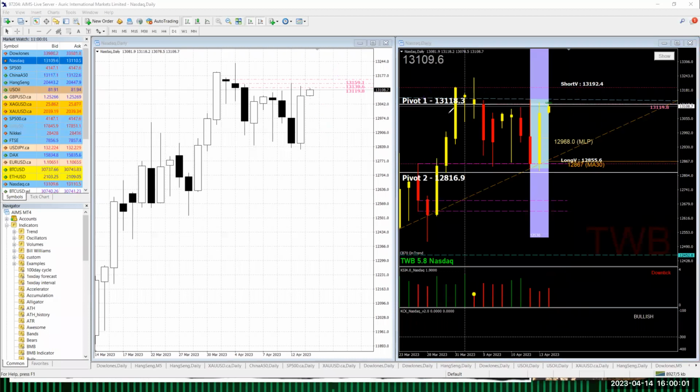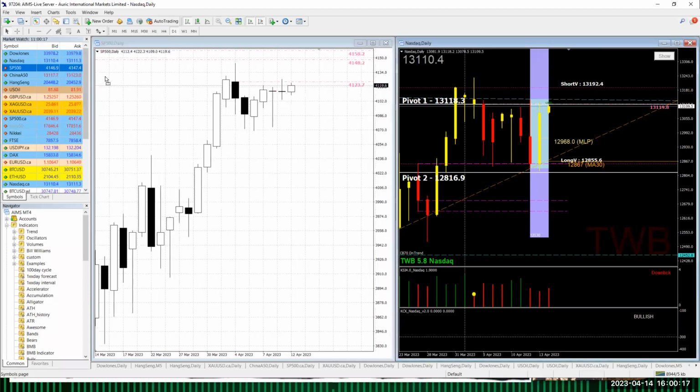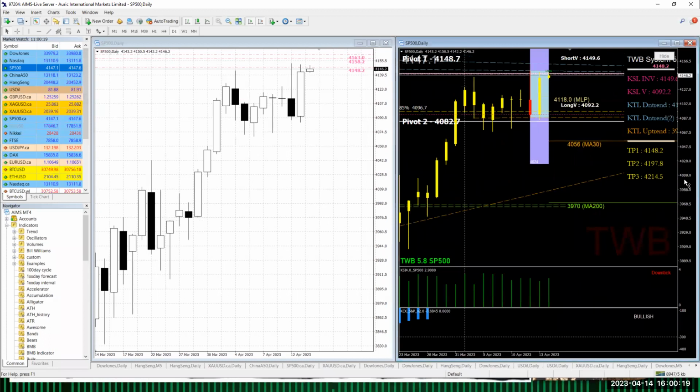Now, for the NASDAQ, if you can break above the pivot one, it should be going towards 13,192. But if it fails, then it may come back to the MLP and something I just mentioned, 12,968. All right, so this is the upside and downside of the NASDAQ. Okay, let's look at S&P 500, guys. S&P 500, let's take a look.